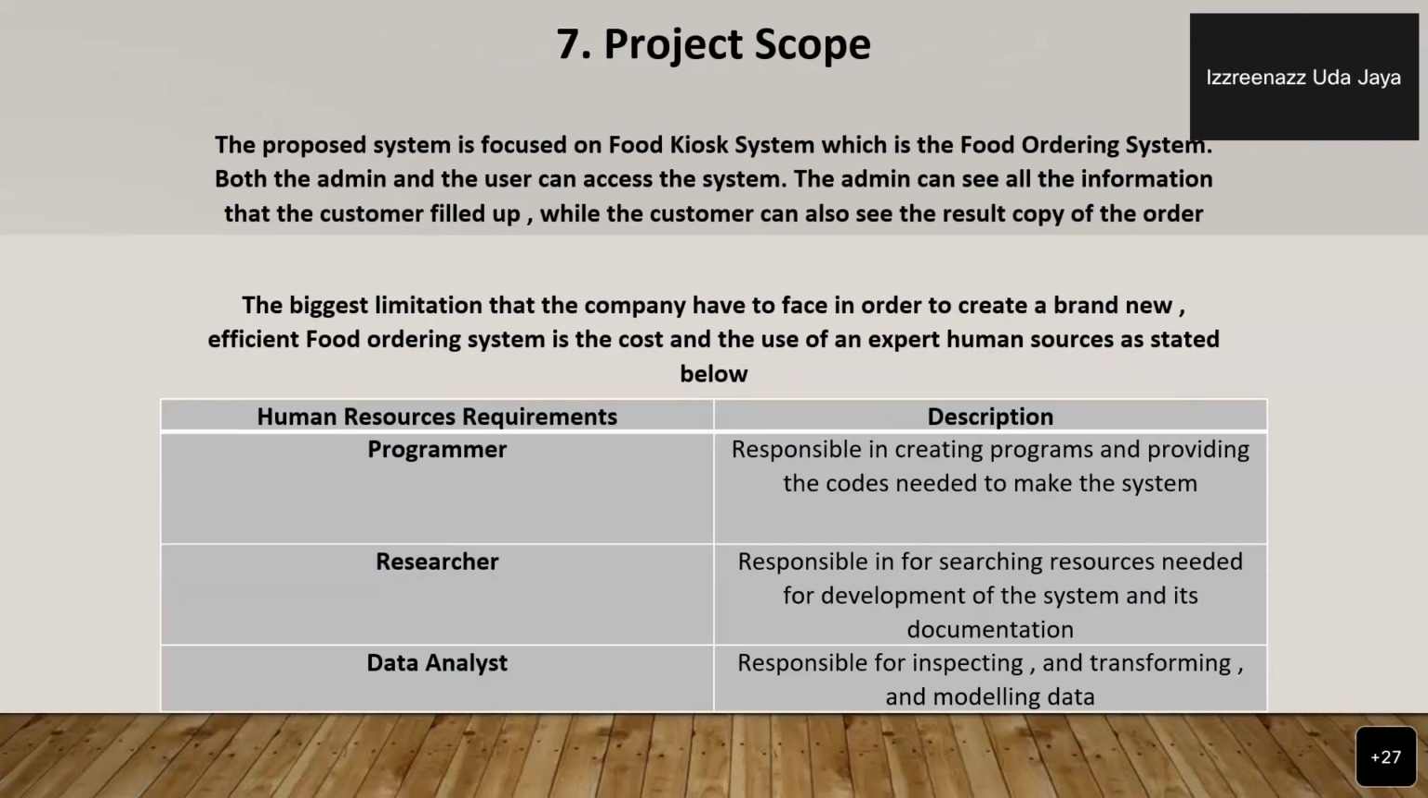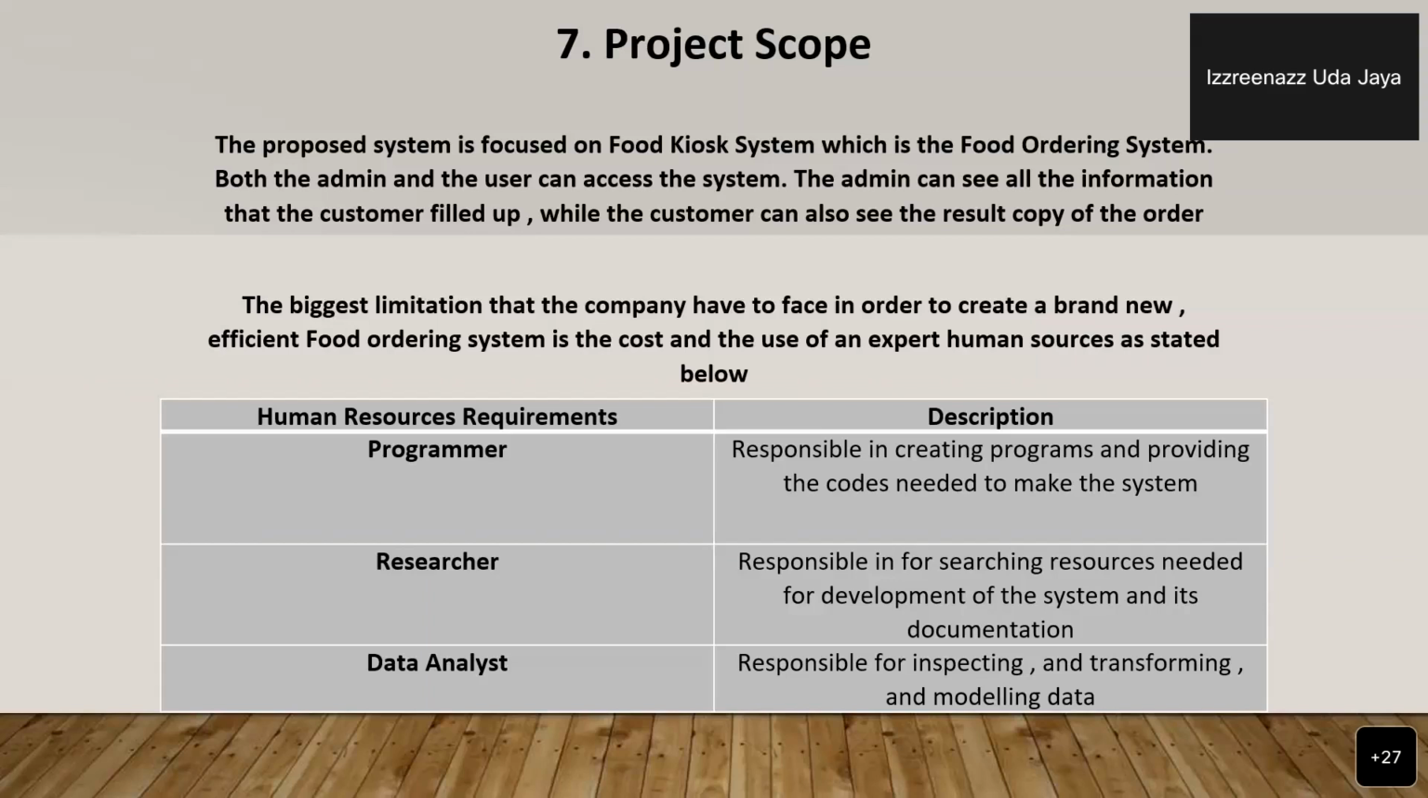The proposed system is focused on food kiosk system, which is food ordering system. Both the admin and the user can access the system. The admin can see all the information that the customer fill out, while the customer can also see the result copy of the order. The biggest limitation that the company have to face in order to create a brand new, efficient food ordering system is the cost that the use of an expert human sources as stated below.